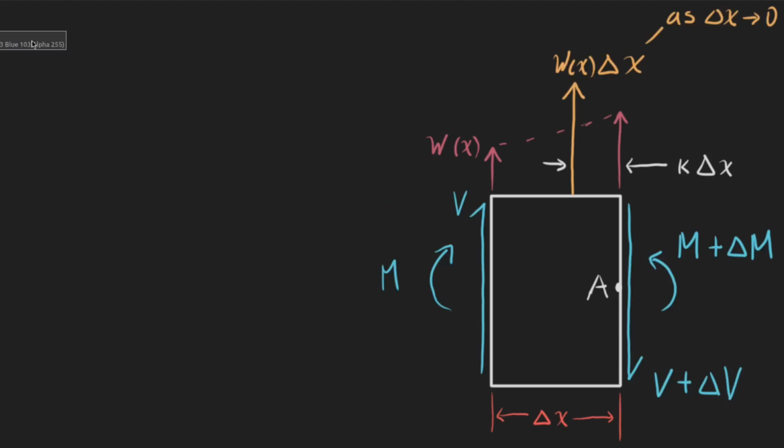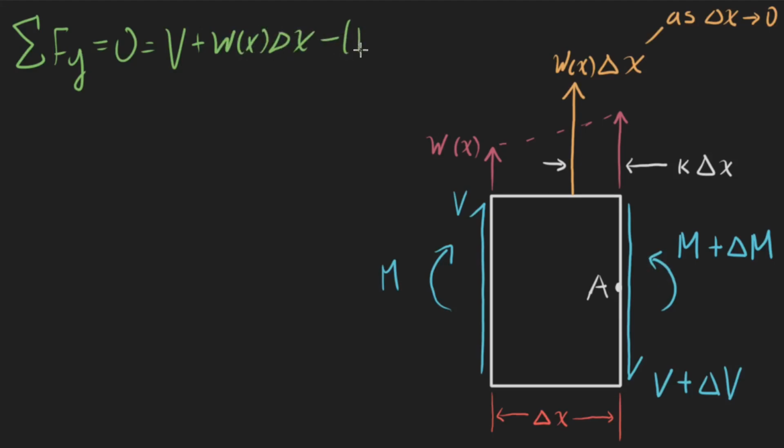So summing all the forces in the y direction, this has to equal 0, so this will be our shear force V plus w of x times our delta x, and then we'll have a minus this shear right here, V plus delta V. So our V's will cancel out, right, and then I can move over my delta V, and I get that my delta V equals w of x delta x.